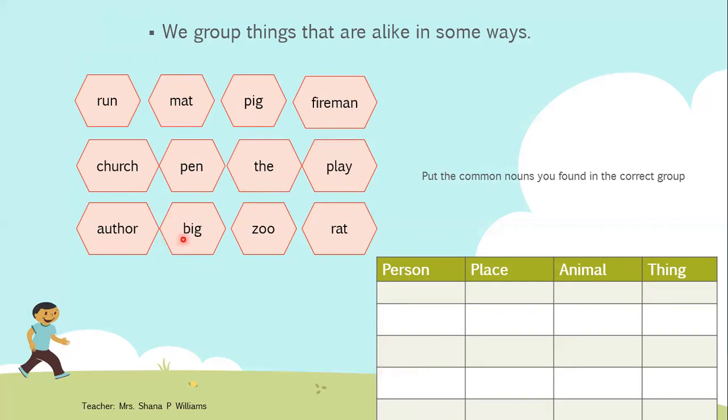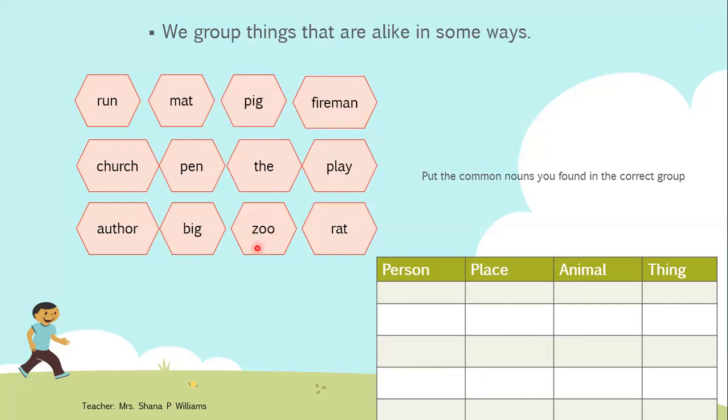All right, here is the word big. B-I-G, big. Is big the name of a person, place, animal, or thing? Very good. No, big does not name a person, animal, place, or thing. In fact, big is a describing word. It describes the size of something. The boy is big. Or the apple is big. The plate is big. The house is big. All right, so it's not a common noun.